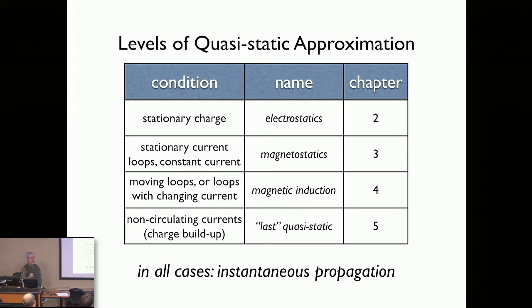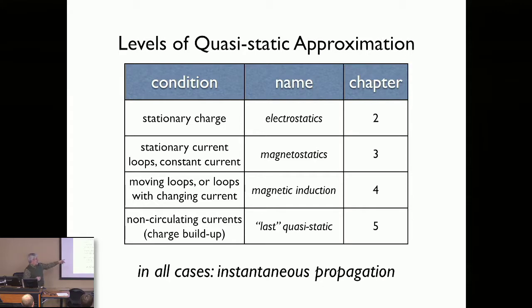In chapter 5, we're going to relax the condition that the current has to circulate. There can't be any charge buildup anywhere. We're going to relax that condition in chapter 5. So that when we get to chapter 6, we'll relax all of those conditions. We'll be able to handle anything. We can let them move around and do whatever they're going to do, as long as charge is conserved. That is, if you have current flowing into a region, that's charge building up. That will be the only condition left.